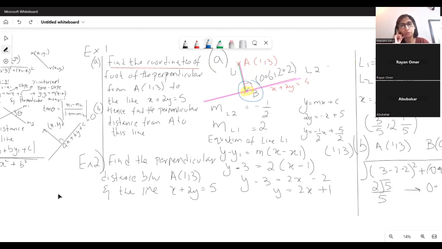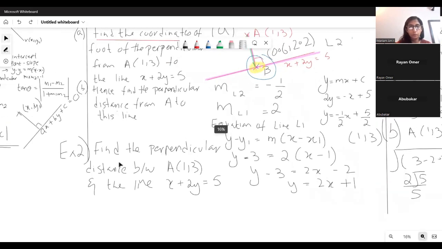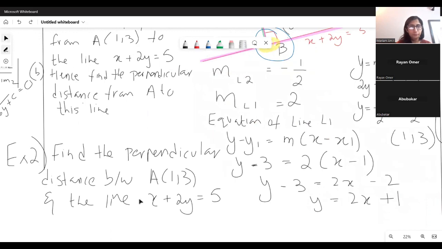In example 2, it's not asking you to find the coordinates of B first. So you don't have to waste time finding it. You may find the coordinates of B first, and it will have no marks associated to it, and then you can use B to find the distance between A and B. Or what else can you do here? You can directly use the formulas we discussed a while back.